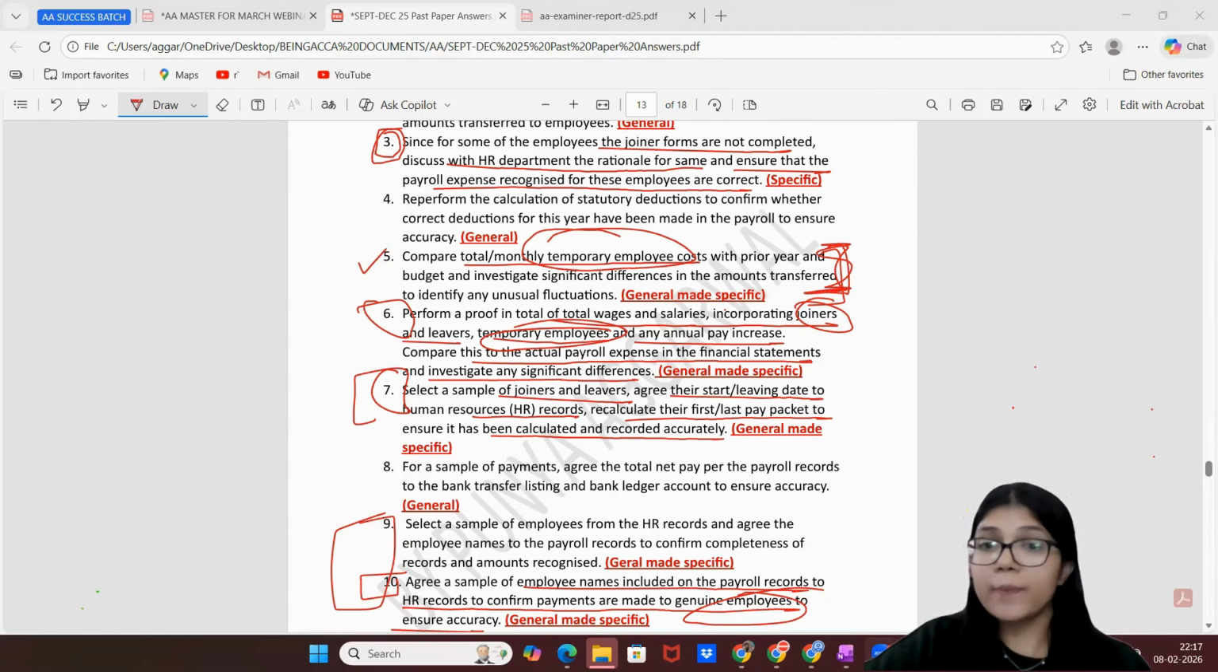Okay, so your priority has to be first to write all the specific procedures into your answer. So 1, 2, 3, specific, specific, specific, and then general, general if you are remaining with any. I have written all 5 case-specific ones for you people.